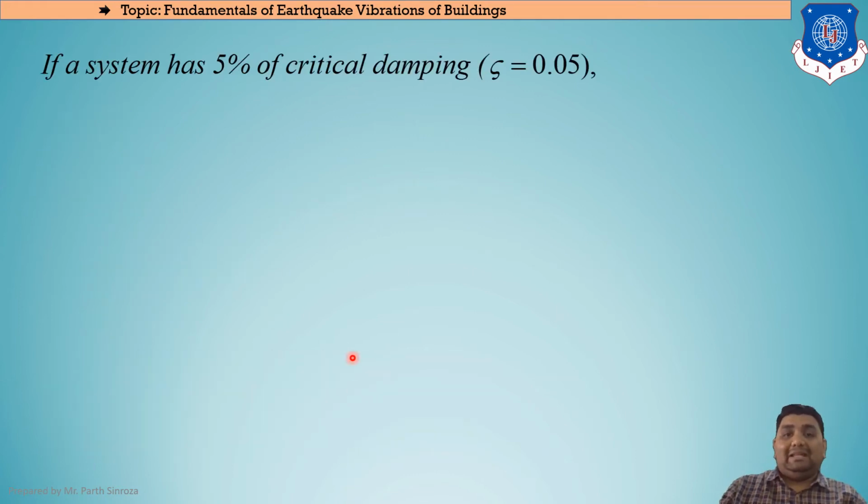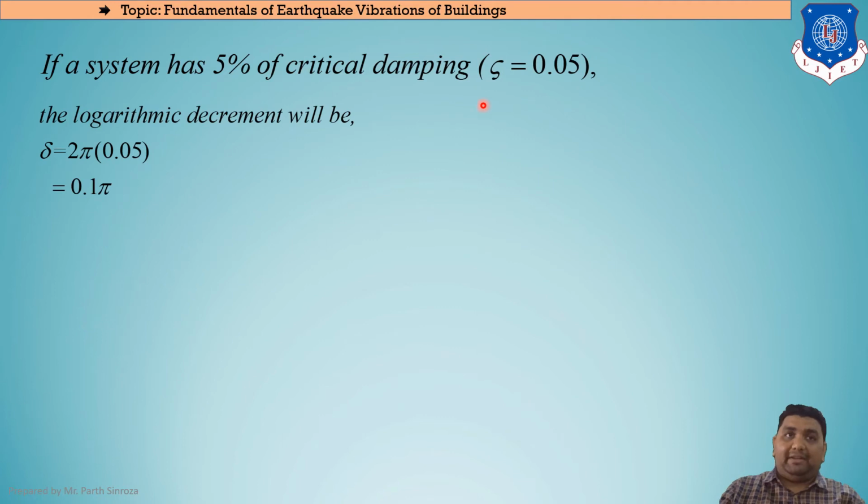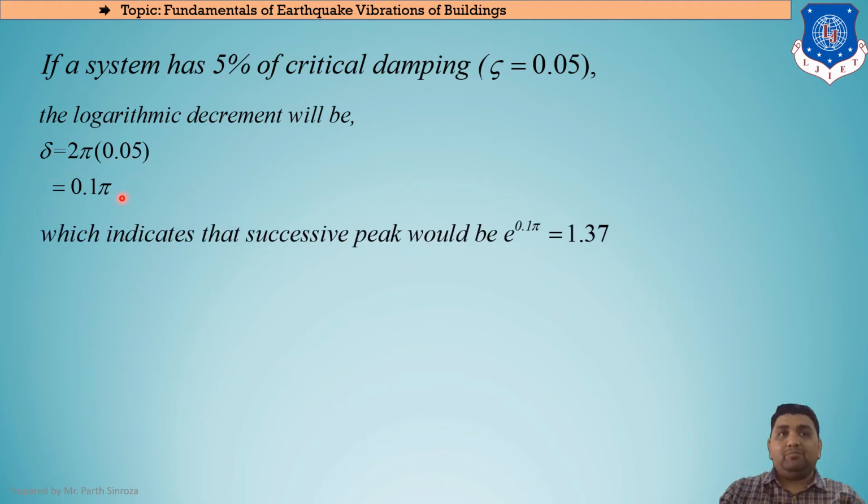So now taking an example of the sum, that is, if a system has 5% of critical damping, if it is given in the question something like this, that means zeta is equal to 0.05. Clear? If 5% of critical damping is given, then zeta will be equal to 0.05. The logarithmic decrement will be delta equal to 2 pi zeta, so it comes out to be 2 pi into 0.05, which will be 0.1 pi. Clear? So this indicates that the successive peak will be e raised to 0.1 pi, which comes out to be 1.37.